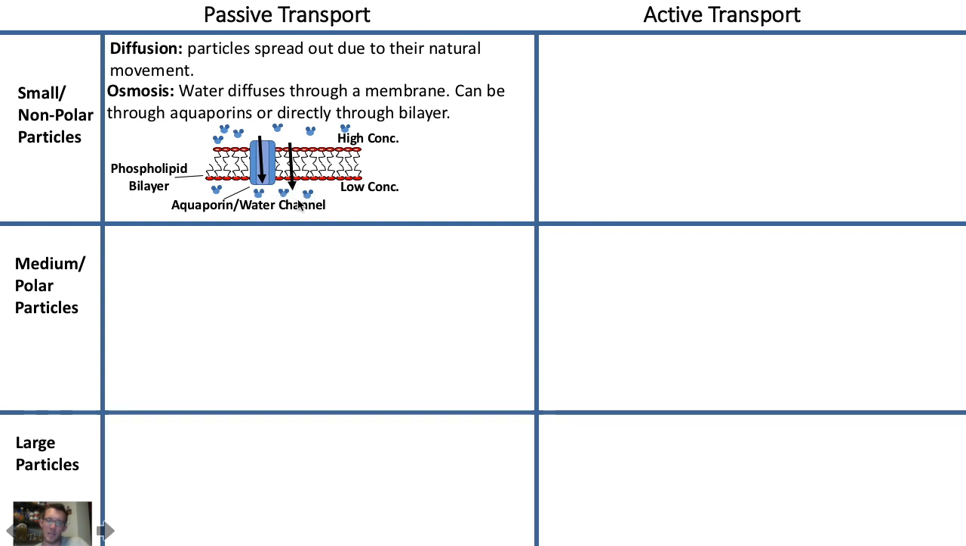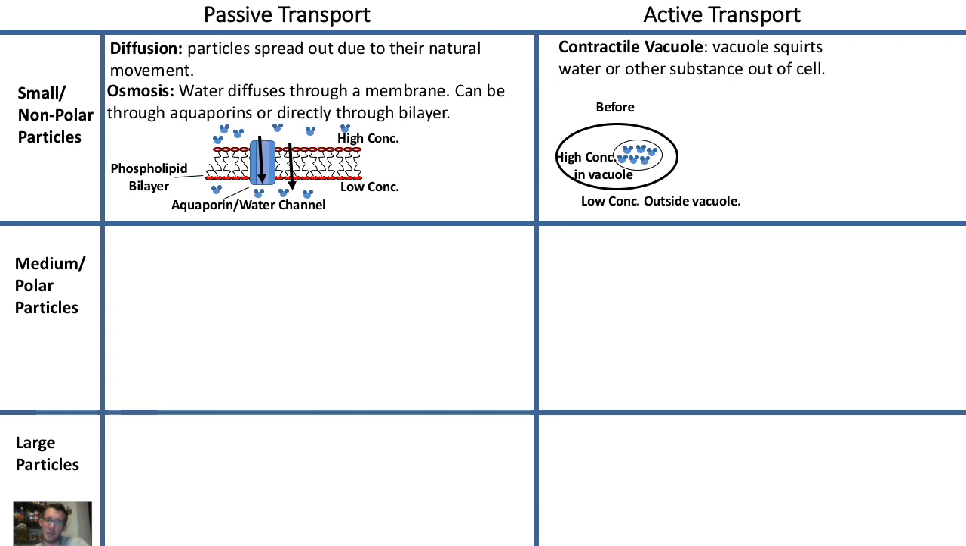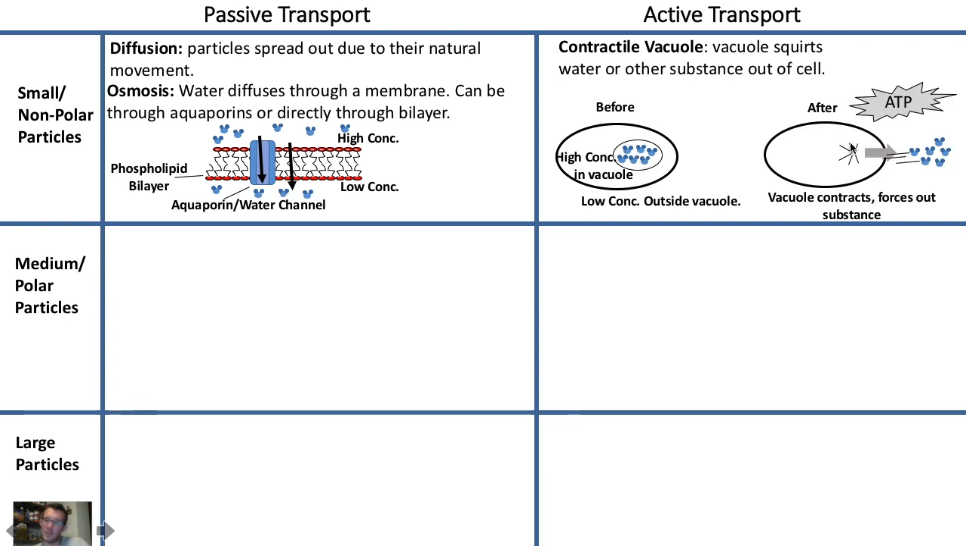Now, if our cells want to go the opposite direction, that is, push these water molecules back against the concentration gradient, they might have to use something like a contractile vacuole, which you can see here is a vacuole inside of a cell, which when it fills up with water, has the ability to squirt that water back out into the surrounding environment. And this process, of course, uses ATP or energy.